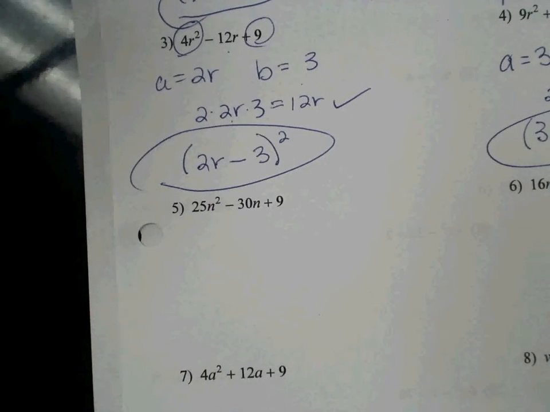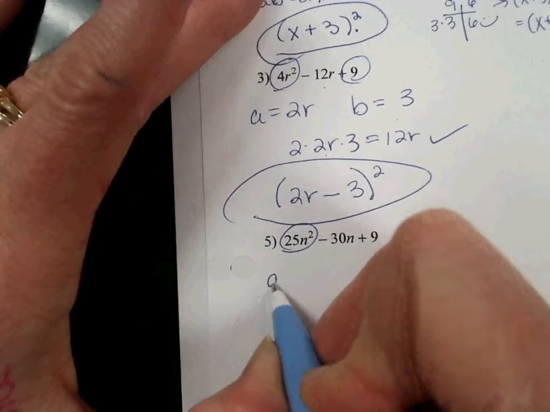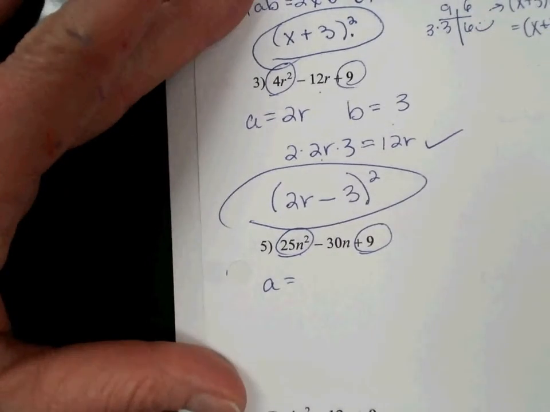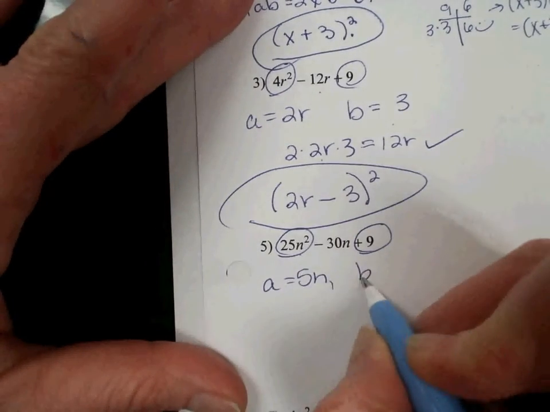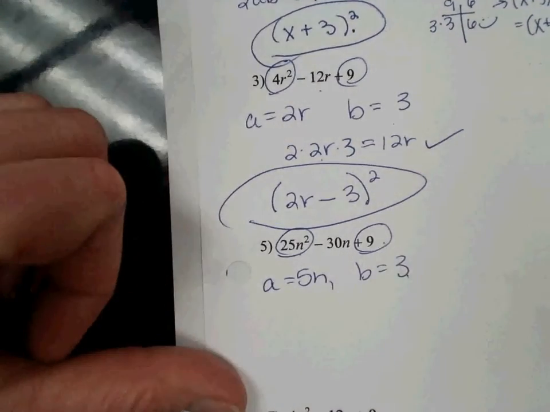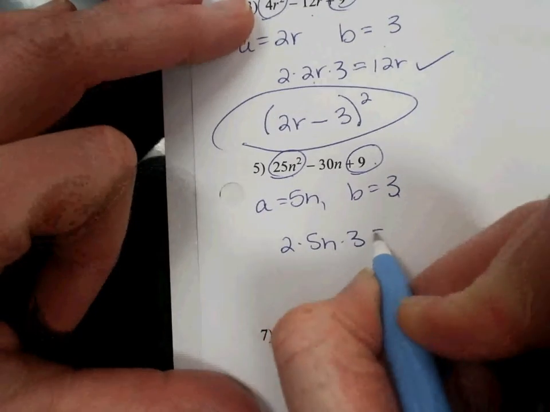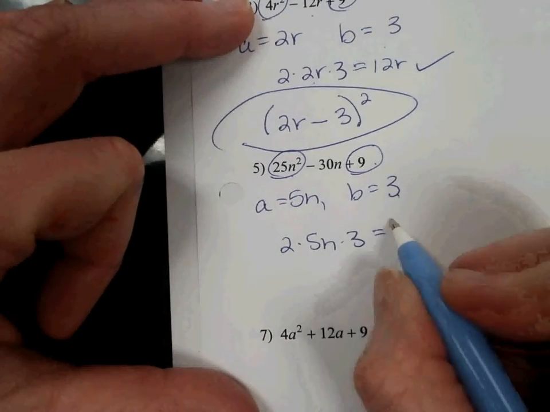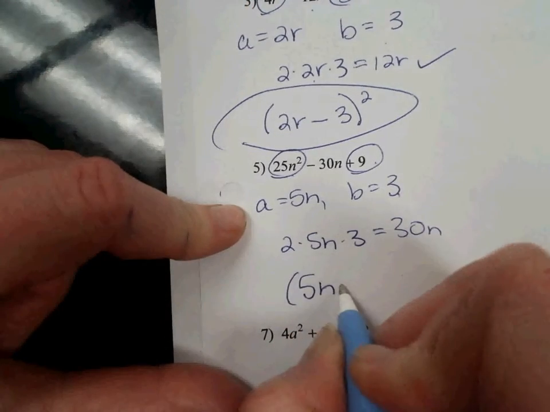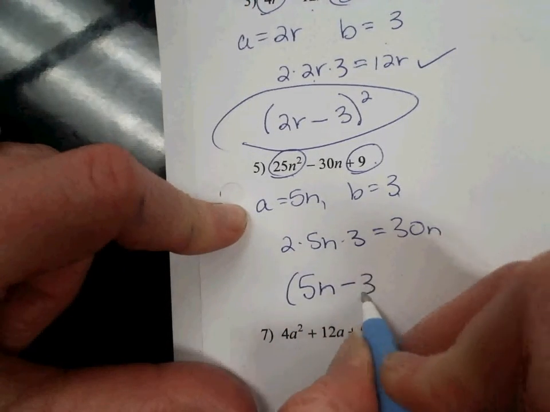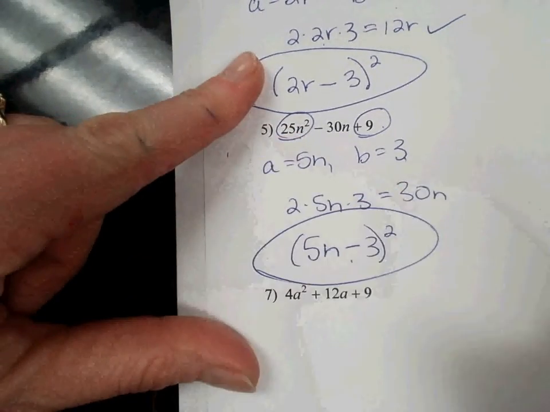I see a lot of people that have already gotten this one correct. Let's just double check. The first term is a perfect square. The last term is a perfect square. So a would be 5n. b would be 3. Square root of 9 is 3. And we double check, what's 2 times 5n times 3? 30n, yes. So I'm good to go. 5n minus, I think that would be the one place people might have made a mistake. Make sure it's a minus sign there. Squared.